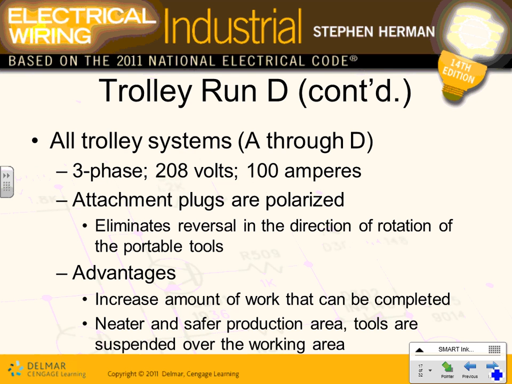Okay, all the trolleys, the 4 of them that we have here, all of them are 3-phase, 208. Could they be 480, 277? Yes. Could they be 240? Yes. 100 amp. Attachment plugs are polarized. When they're polarized, meaning phase A has to go exactly where phase A is. What happens, guys, if you flip phase A and phase B on a 3-phase machine? You spin it in reverse. Now, instead of tightening something, you untighten that particular thing. So it reverses the direction of rotation. So that's why they're polarized.